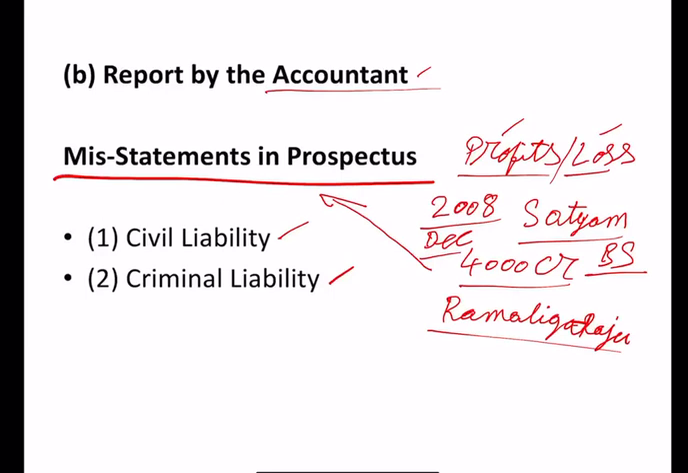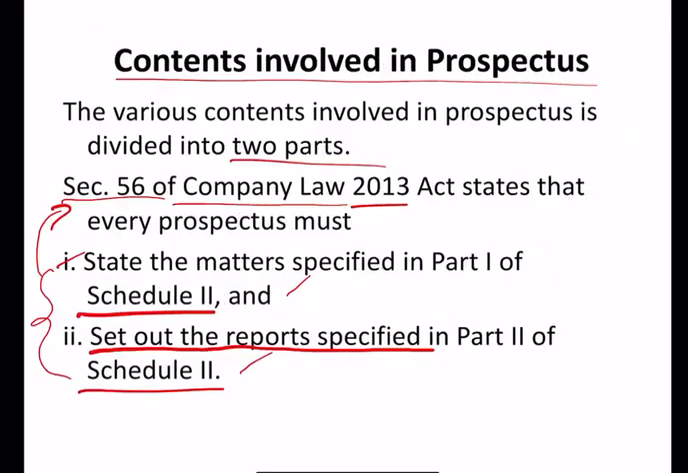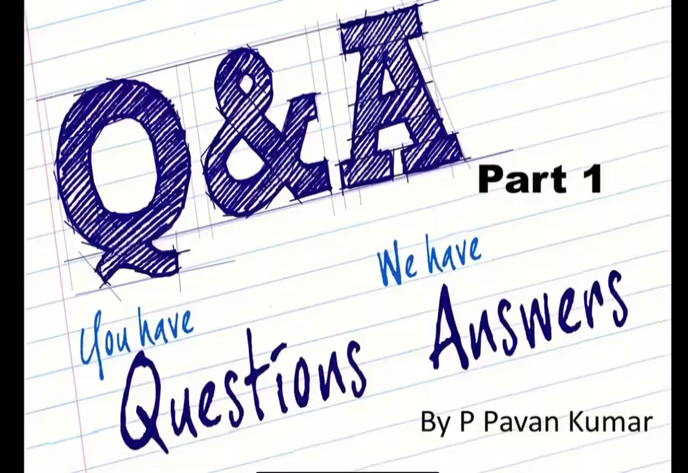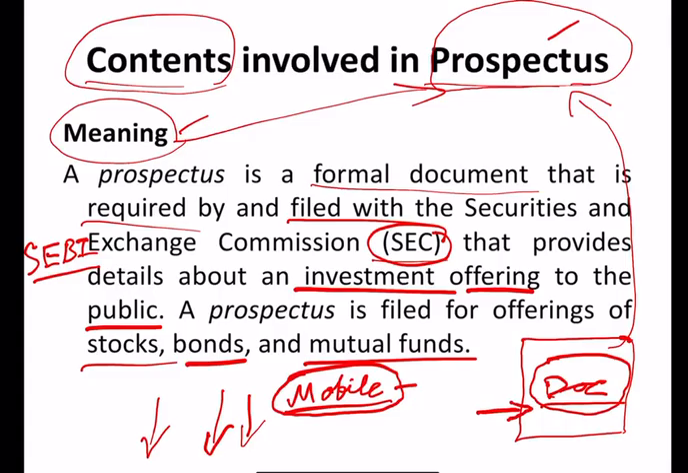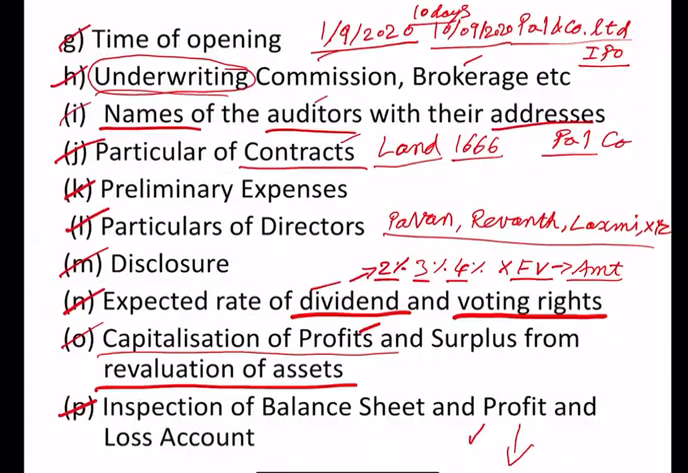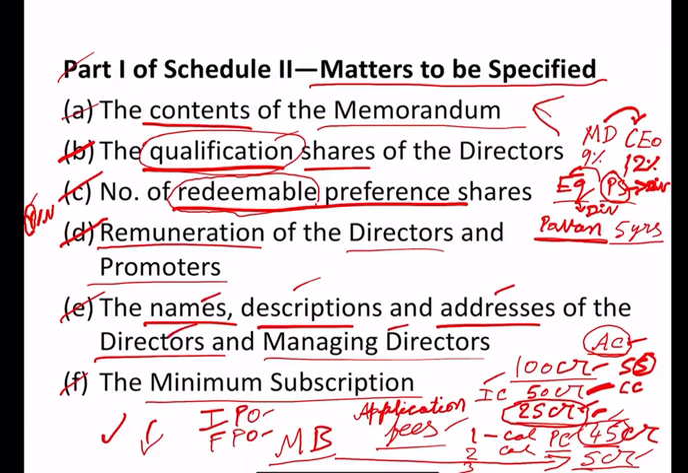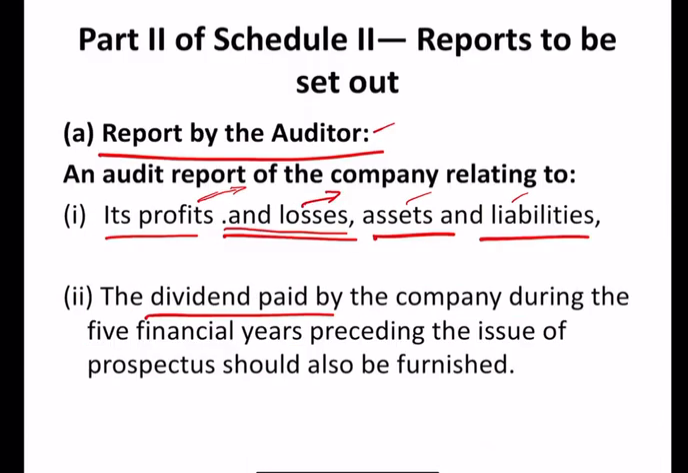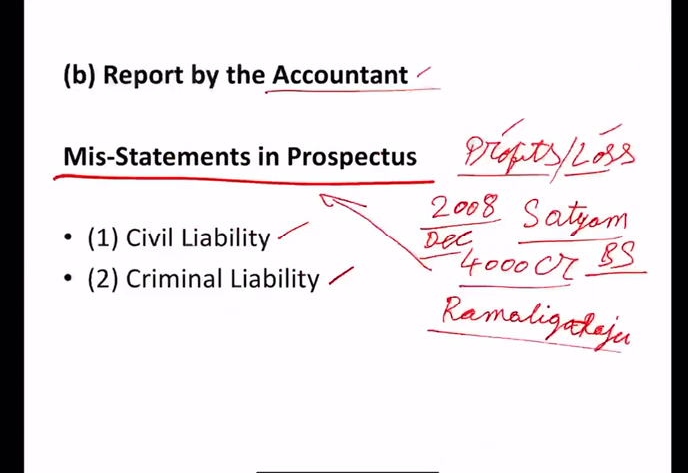So these are the contents involved in prospectus. This is all about part one. We understood the meaning of prospectus and the contents involved in prospectus, which are classified into two parts in schedule two. In the first part, all the general matters to be specified are discussed, and in part two of schedule two, all the reports which are enclosed along with the prospectus are discussed. This is all about today's session, part one of the question and answer session.